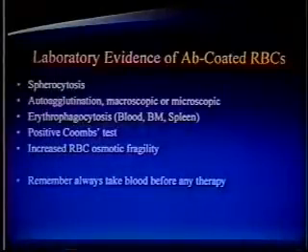Okay, I think I've kind of beat this to death here. Spherocytes, autoagglutination, macroscopic evidence of agglutination, erythrophagocytosis in the blood, the bone marrow, and the spleen, a positive Coombs test, and the red cells are very fragile.